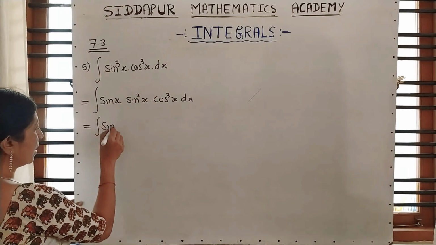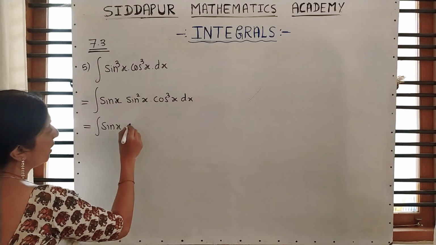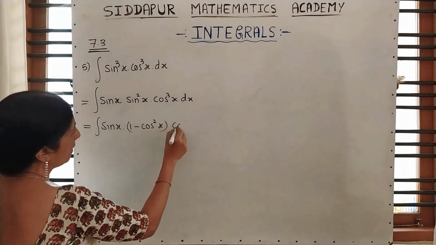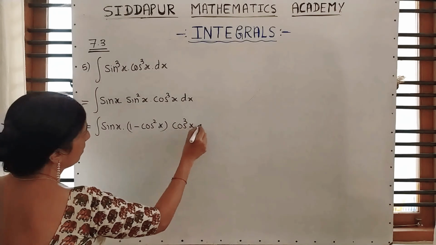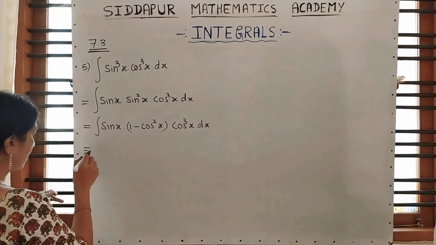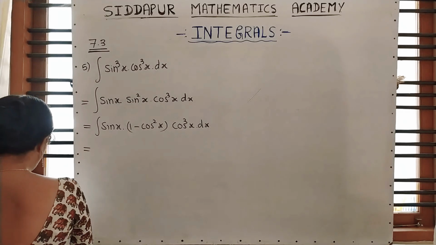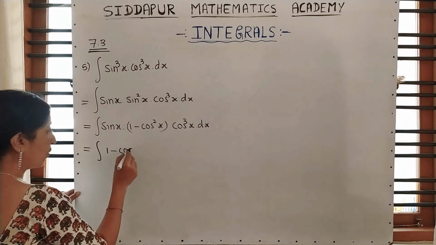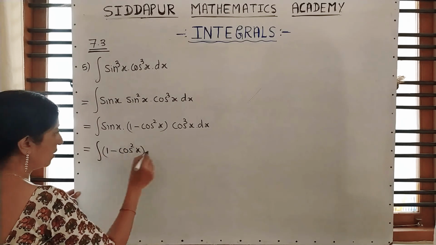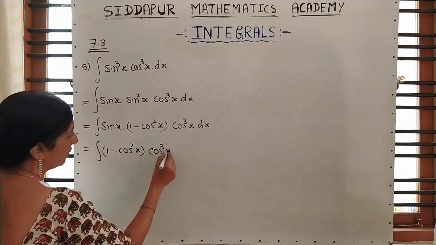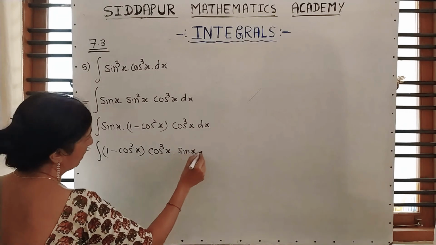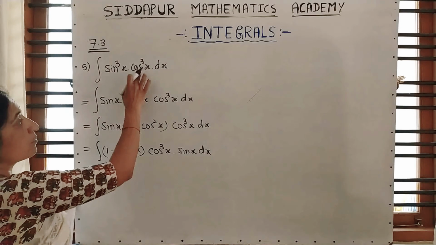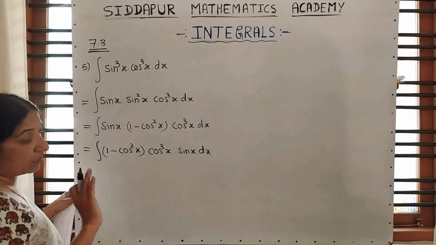So this is sin x, and sin square x I am writing as 1 minus cos square x, into cos cube x into dx. Again, for the student's convenience, I will write it like this: 1 minus cos square x into cos cube x into sin x. Anyhow, multiplication is there, so we can rearrange. And remember, student, you can split cos cube also. Try that as homework.